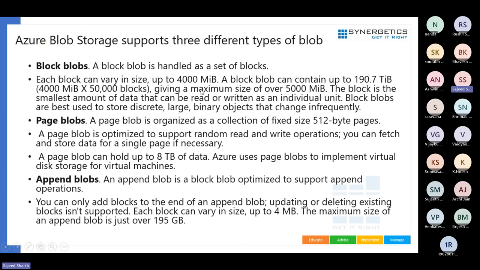So let us understand what a blob is and how it is stored there. Now, Azure Blob Storage supports three different types of blobs: block blobs, page blobs, and append blobs. A block blob is a set of blocks. Each block may vary in size up to 400 MiB. A block blob can contain up to 190.7 TiB, giving a maximum size of 500 MB. The block is the smallest amount of data that can be read or written as an individual unit. So that is a block.